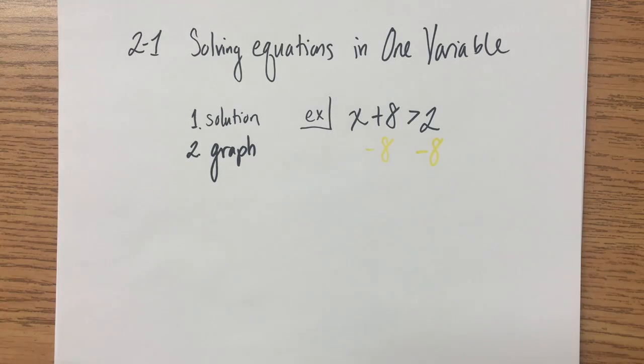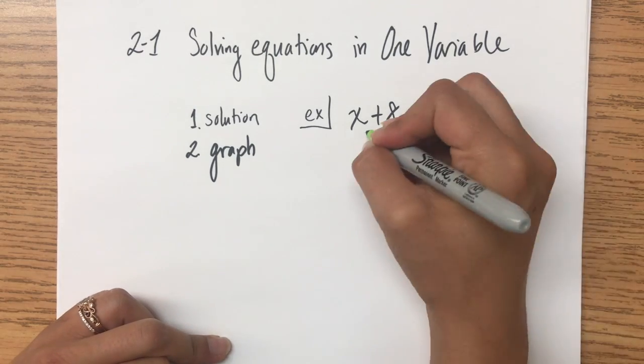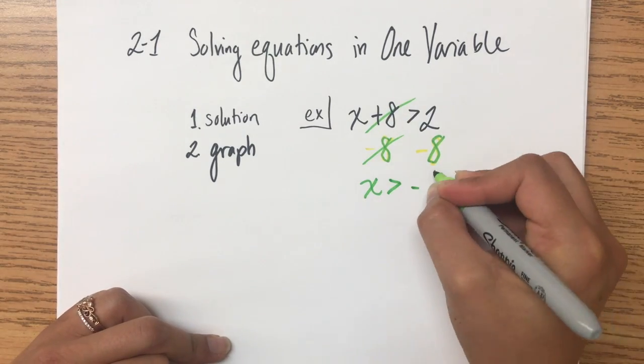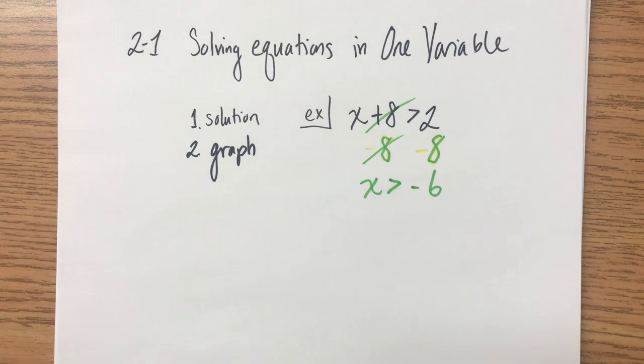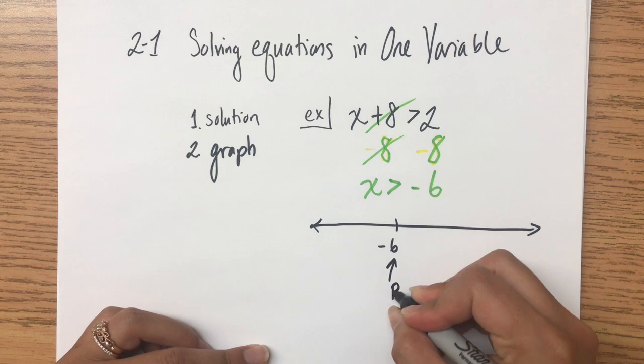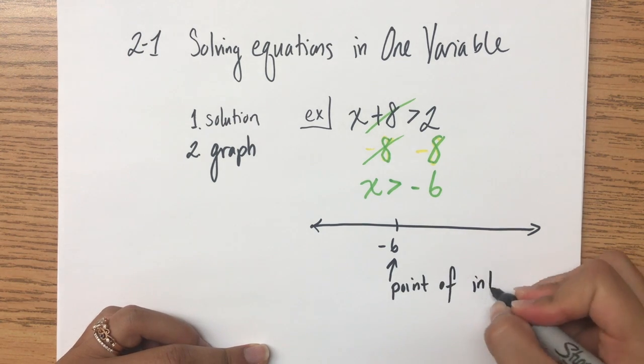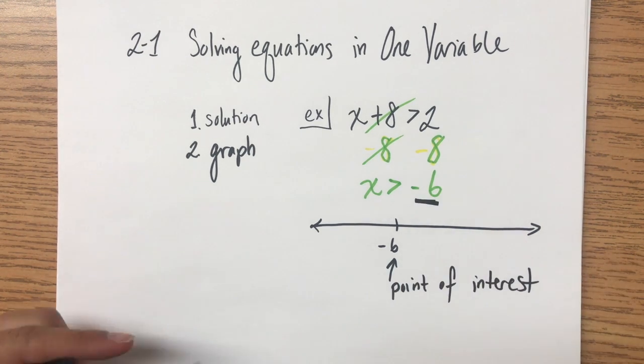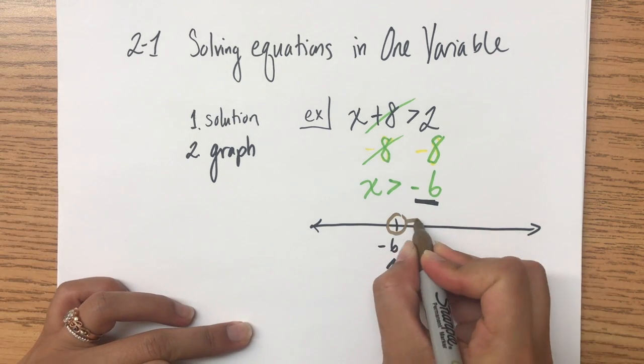Okay, so the first thing we're going to do is solve it like we normally would in the algebraic equation, where that greater than sign is just sort of where the equal sign would be. So I subtract 8 from both sides and I get x is greater than negative 6. Okay, so if I'm going to graph this, I'm going to write negative 6. That's going to be my point of interest. So anytime you have a solution like that, that'll be the point that you graph, and you really don't need to graph any other points.